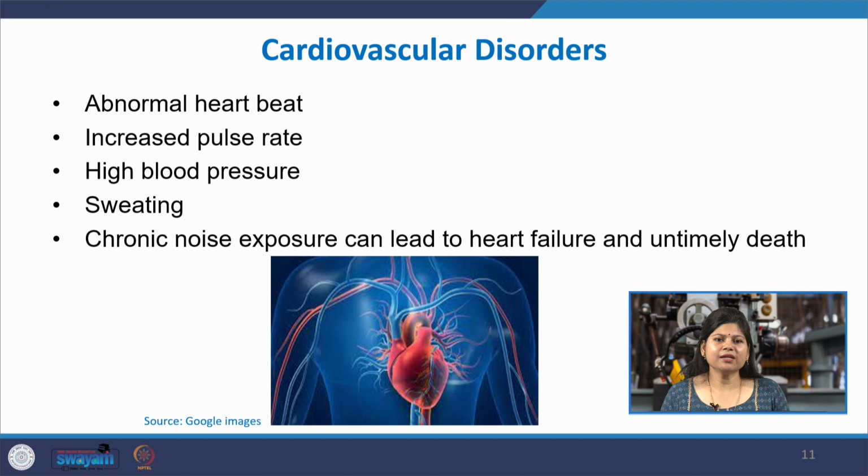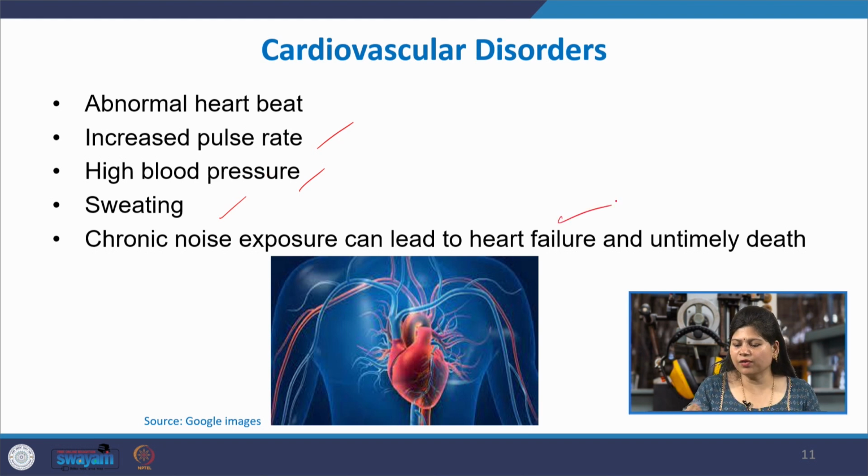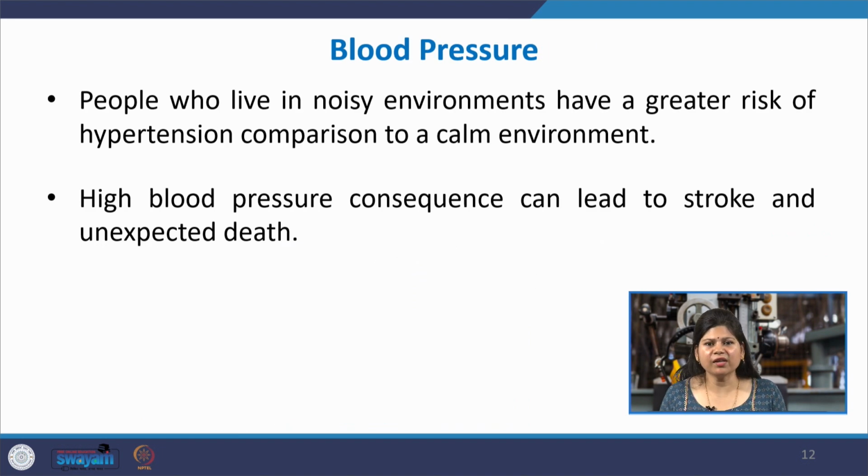So, other than the auditory disorders, which is deafness or increase in the threshold, one of the most common effects of continued exposure to sound, or even just immediate exposure to loud noise, could be various cardiovascular disorders such as abnormal heartbeat, increased pulse rate, pressure, sweating, and a chronic exposure may also lead to heart failure and an untimely death. Obviously, this probability is very low, but a continued exposure has a chance of doing that to you. People living in noisy environments, there are various studies which show that they have a much higher blood pressure compared to the people who live in calm and quiet environments. And if this continues, it can lead to stroke, untimely death.